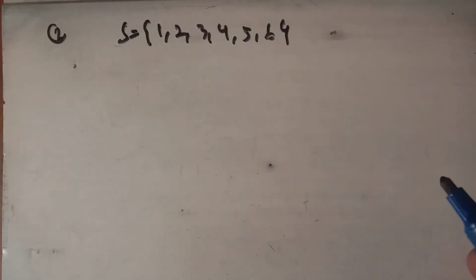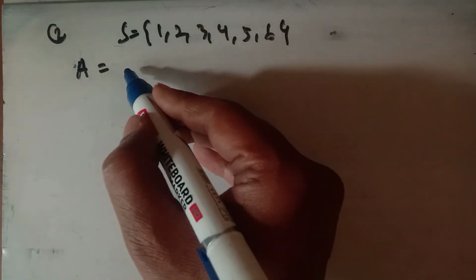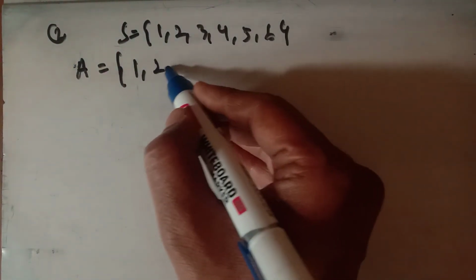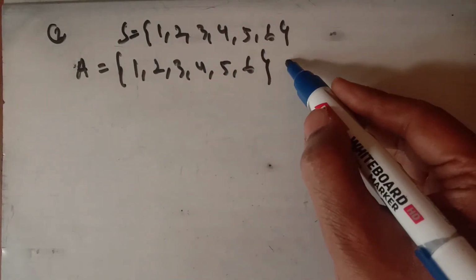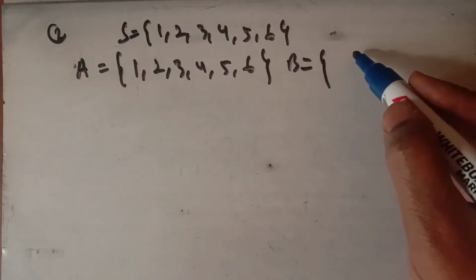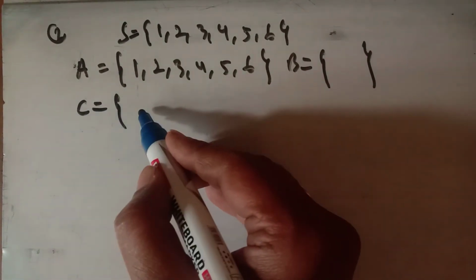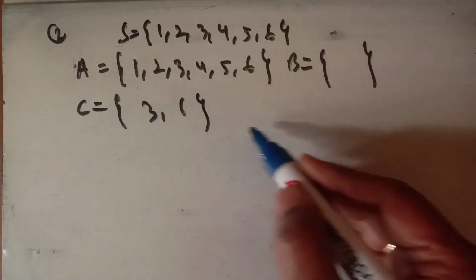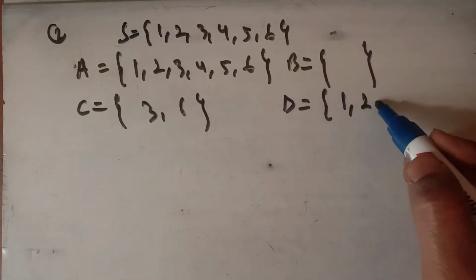Now many events are described in these parts. In the first part, event A is a number less than 7. तो 1 2 3 4 5 6, नंबर लेस देन 7. बी इवेंट क्या गिवन है सेकंड पार्ट में, ग्रेटर देन 7, तो एम्प्टी हो गया. In C part, it is given that the event is multiple of 3, तो it is 3 6. In the fourth part the event D is a number less than 4, तो 1 2 3 हो जाएगा.